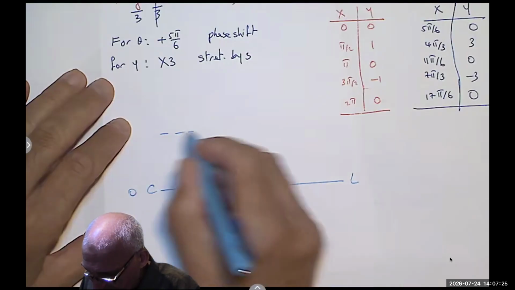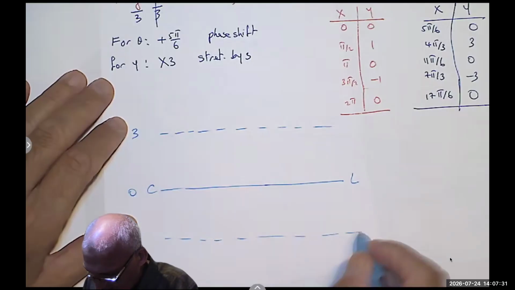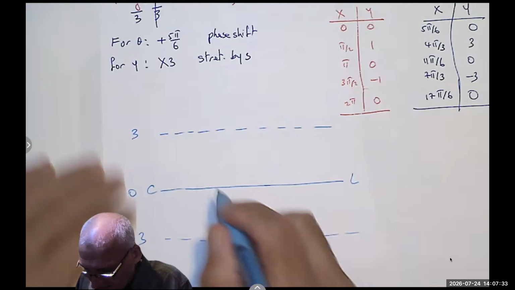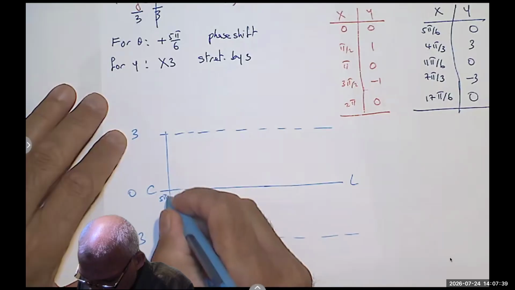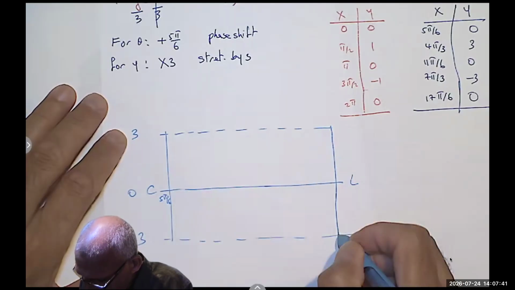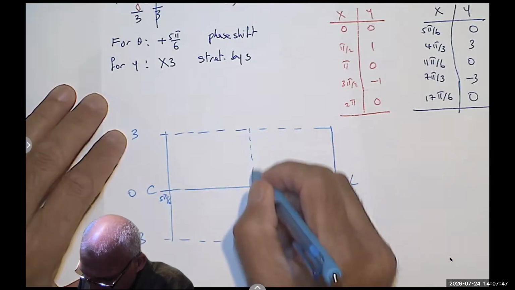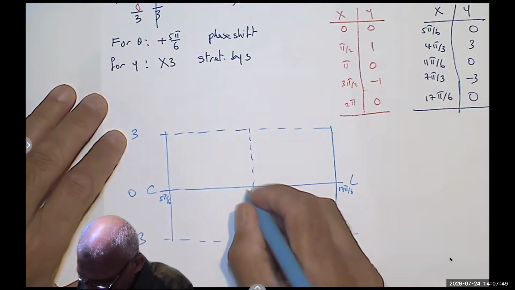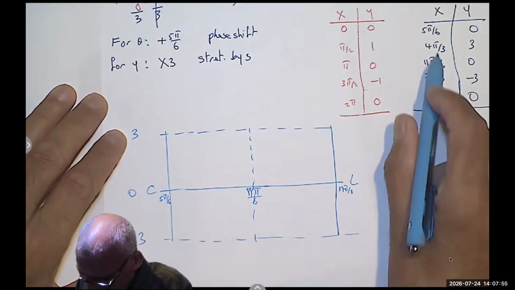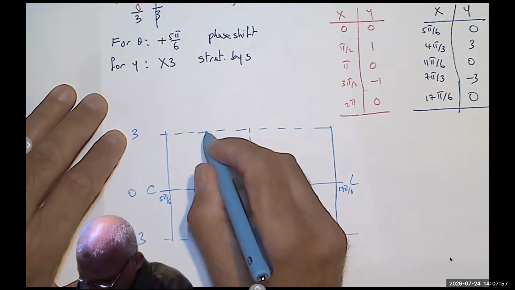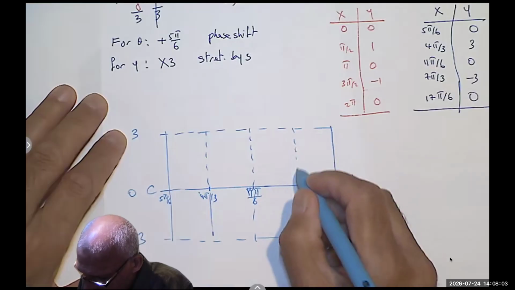I have an upper limit, or the maximum, at 3 and the minimum at negative 3. When did we start? We start at 5 pi over 6. So this is 5 pi over 6, and we finished one cycle at 17 pi over 6. In the middle, it was 11 pi over 6. Oops, I wrote pi 11. 11 pi over 6. Here it's 4 pi over 3, and here it's 7 pi over 3.